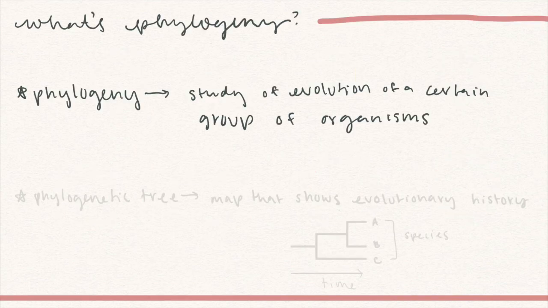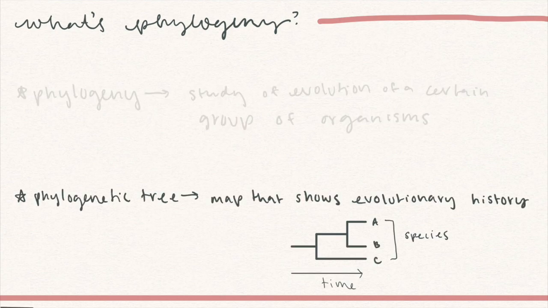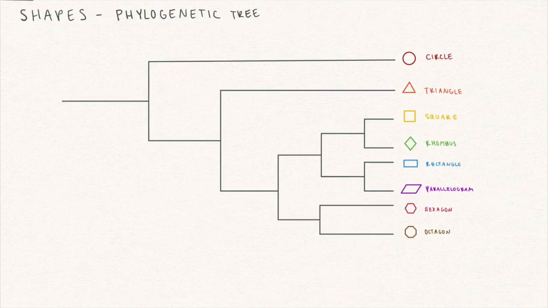First, let's talk about phylogeny. Phylogeny is the study of evolution of a certain group of organisms. A phylogenetic tree is the map that is used to show this evolutionary history and the relationships between evolved organisms. These can be based on physical traits or genetic differences. Here is the phylogenetic tree that I put together for the shapes. There are multiple configurations possible for each phylogenetic tree, but this is the one we will be looking at.